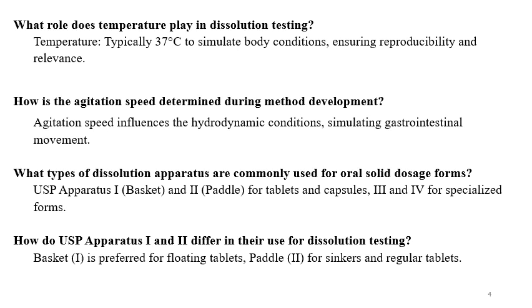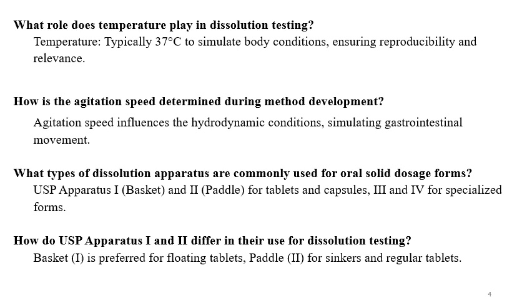How is the agitation speed determined during method development? Generally in method development, dissolution is done at different RPM for basket and paddle, as agitation speed influences the hydrodynamic conditions simulating the GI environment. So based on the experimentation, the RPM is finalized.